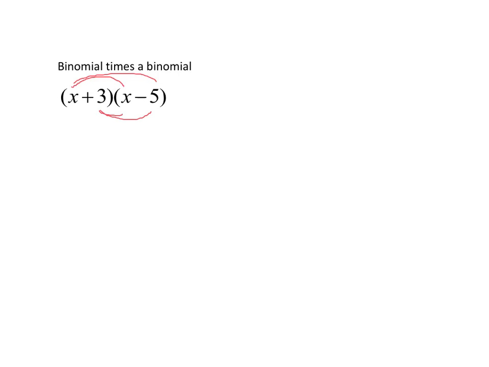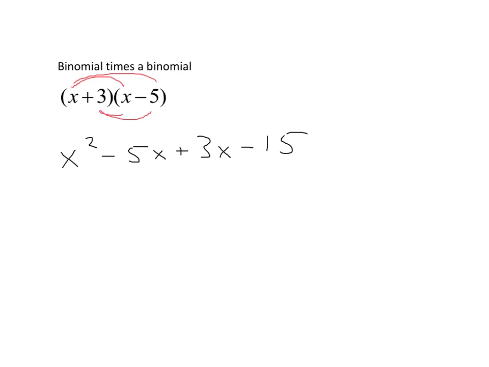So first we'll do x times x, which gives us x squared. And then you do x times the 5, which gives you minus 5x. Then distribute the second term. 3 times x gives you 3x. And then the last two terms, 3 times negative 5, that's minus 15.